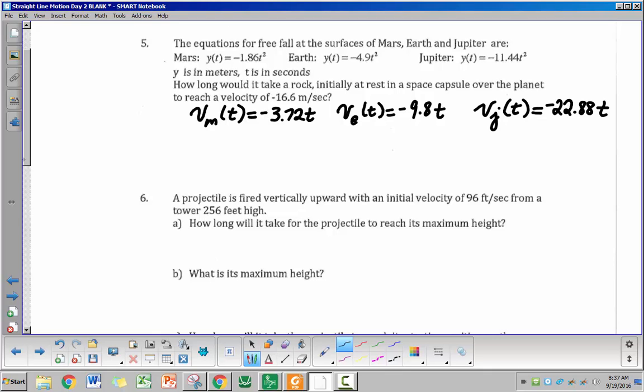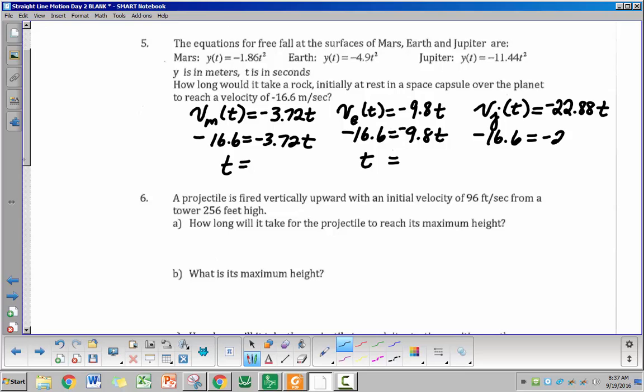All right, and I want to know when each will reach a velocity of negative 16.6. So negative 16.6 equals negative 3.72 t. So t is going to equal something here. Negative 16.6 equals negative 9.8 t. And then negative 16.6 equals negative 22.88 t. Let's get your calculators going. Skylar, you do the first one, Luke, you do the second one, and Nathan, you do the third.